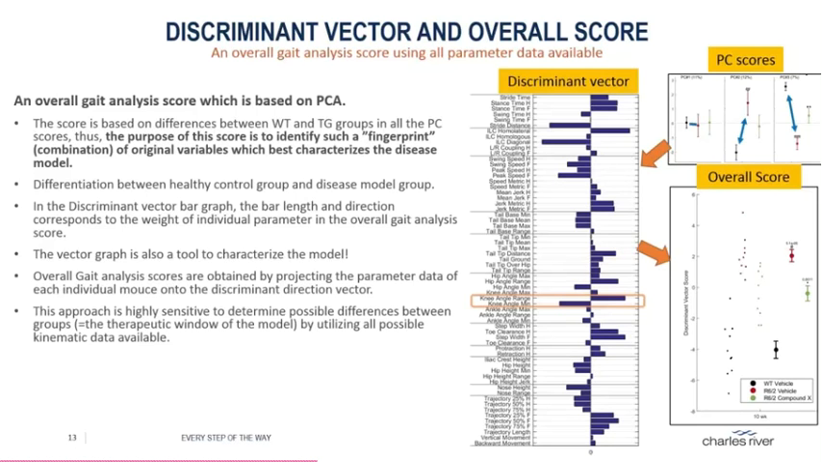Finally, the overall gait analysis score for each individual mouse can now be computed using the discriminant vector, and it's shown on lower right. Now, the score consists of all of those parameters which characterize the disease model. And ultimately, the overall kinematic effects of a pharmacological agent can be seen in highly sensitive manner with a wide therapeutic window. And that's all from me.